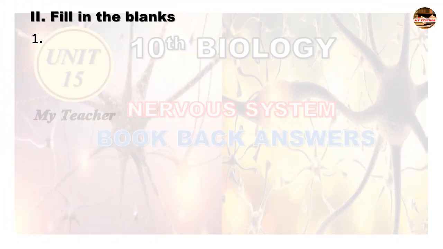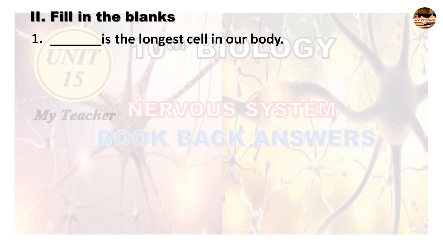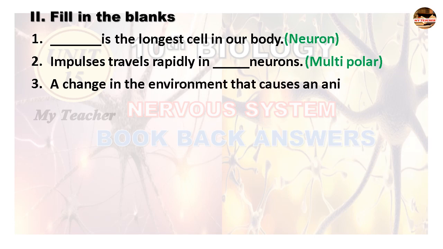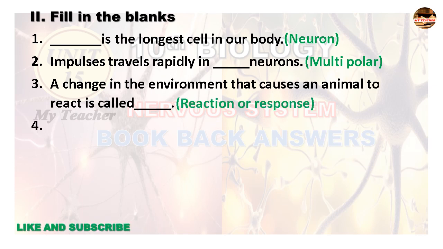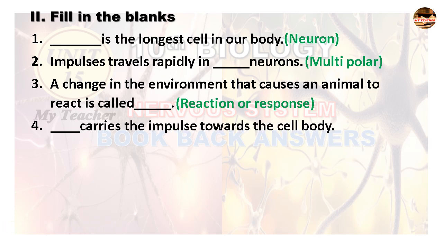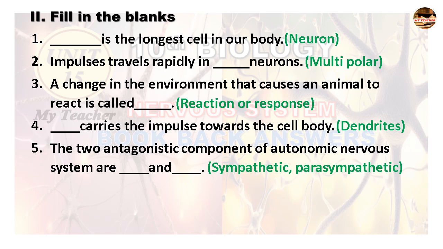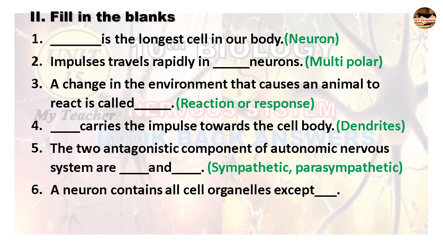Fill in the blanks. First one, dash is the longest cell in our body. Answer, neuron. Second one, impulses travel rapidly in dash neurons. Answer, multipolar. Third one, a change in the environment that causes an animal to react is called dash. Answer, reaction or response. Fourth one, dash carries the impulse towards the cell body. Answer, dendrites. Fifth one, the two antagonistic components of autonomic nervous system are dash and dash. Answer, sympathetic and parasympathetic.